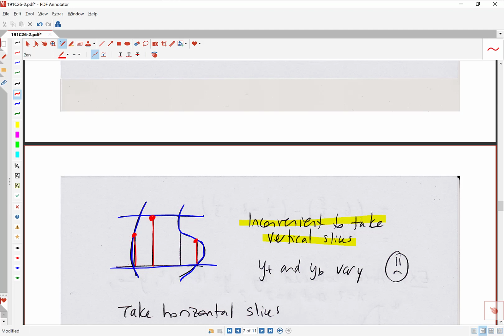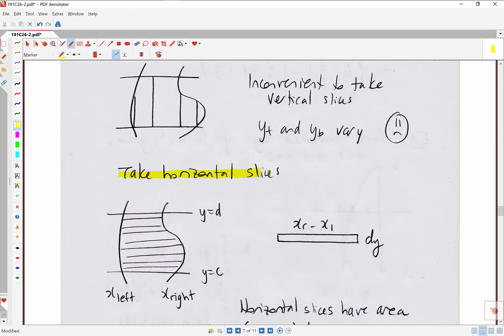And the same thing goes wrong with y bottom. So sometimes y bottom might be the left curve or the horizontal line or the right curve. So if we summarize what's going wrong here, we would say y top varies and y bottom varies. So the solution is to not use vertical slices. We're going to instead use horizontal slices. So let's instead take horizontal slices.